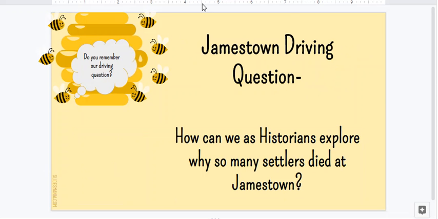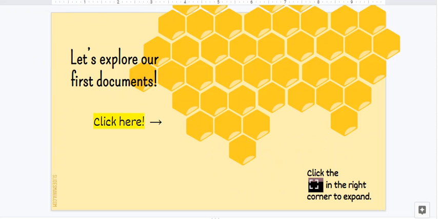Then we reviewed the driving question: How can we as historians explore why so many settlers died at Jamestown? So now we are going to take a look at our first two documents that are going to help us answer that question.